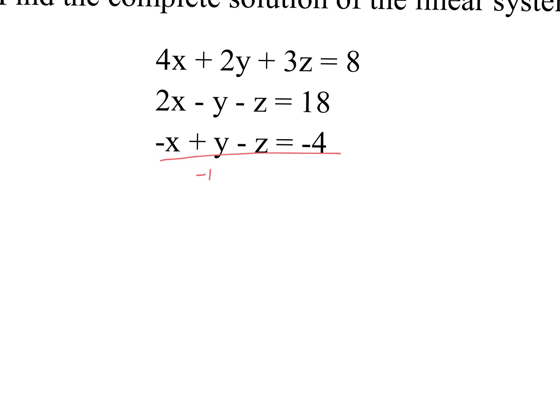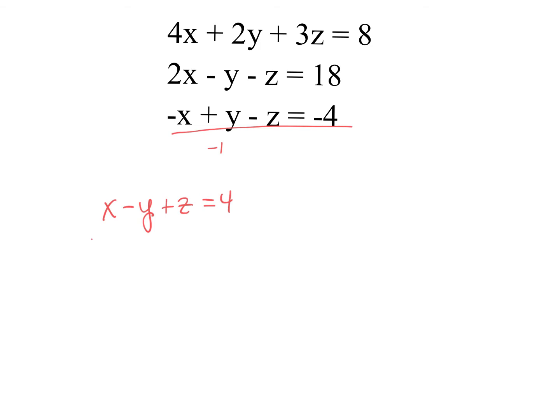You'd have to just multiply or divide everything by -1 to change that, correct? So I would rewrite this as x minus y plus z equals 4. And then you can write the other two underneath it. It doesn't matter how you write them. You can write the 4x plus 2y plus 3z equals 8. And then the 2x minus y minus z equals 18. Or you could have written the 2x first and then the 4x. It doesn't matter. So now that we have our equations set up, we can go ahead with that.